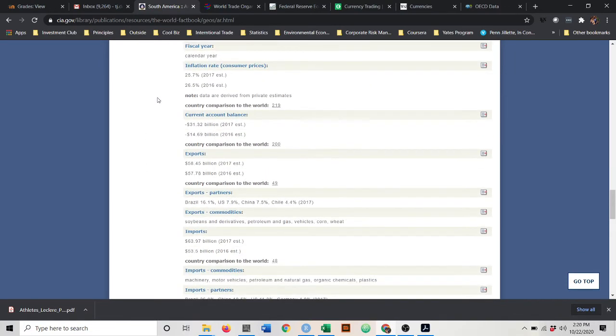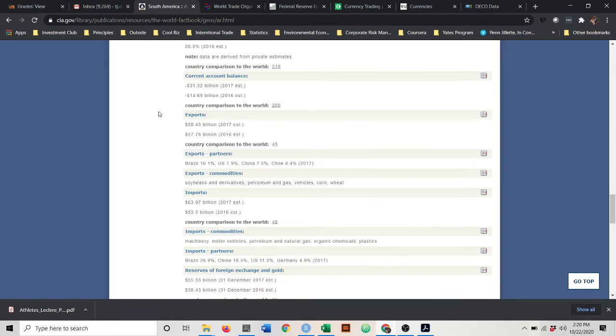Inflation rate, we said that's a big one. Current account balance, that's something we'll start talking about next week specifically. That's essentially a measure of the revenue you bring in from exports minus your imports with some foreign investment thrown in. Current account balance, we'll see what that looks like here in a second. We'll grab that information from another place too, but that's something that you might include.